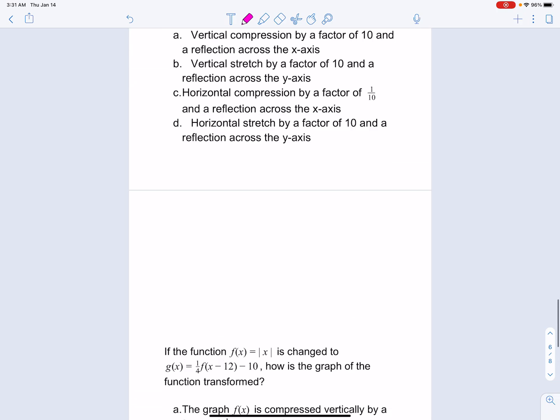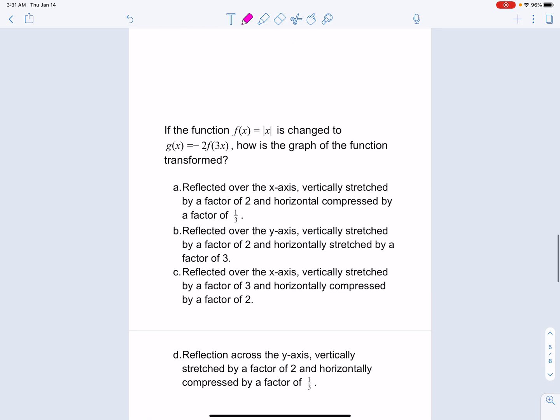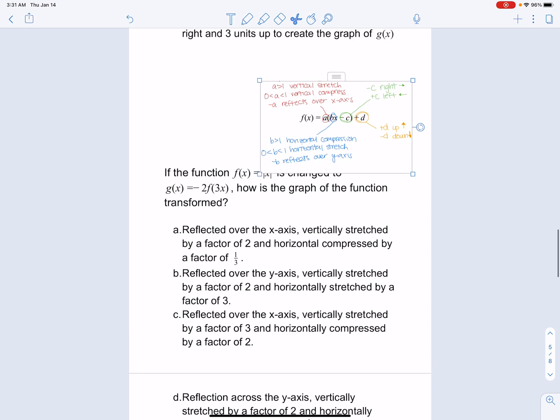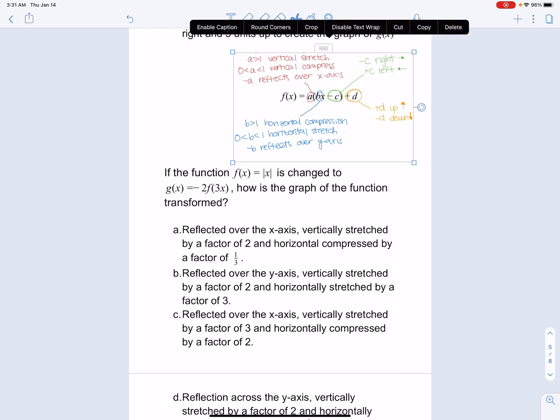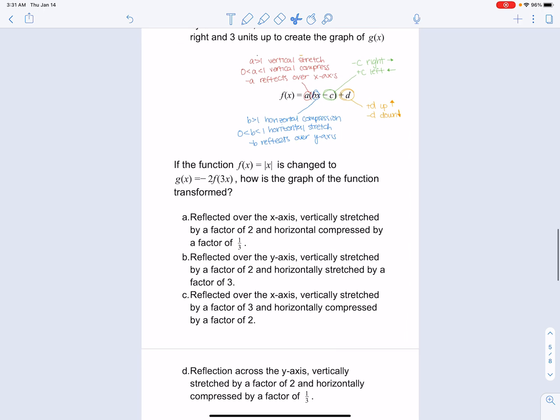So we're going to go ahead and try this one. Or actually, this one has two, so I'll show you. All right. If the function f of x equals square root x is changed to g of x equals negative 2f of 3x, how is the graph of the function transformed?